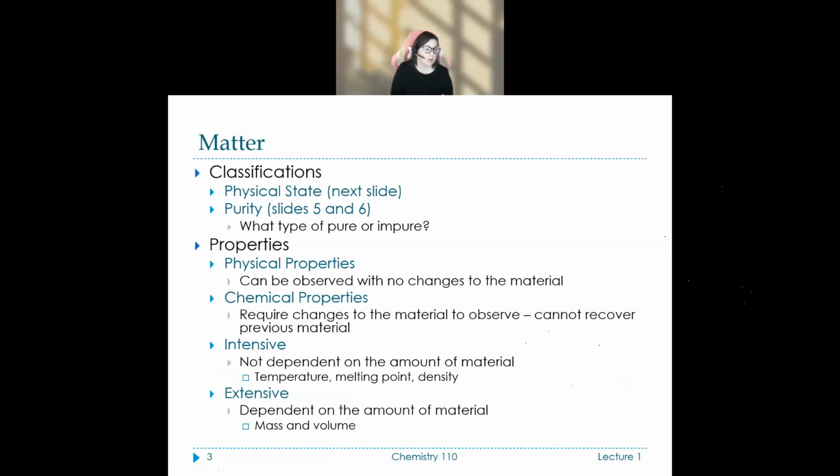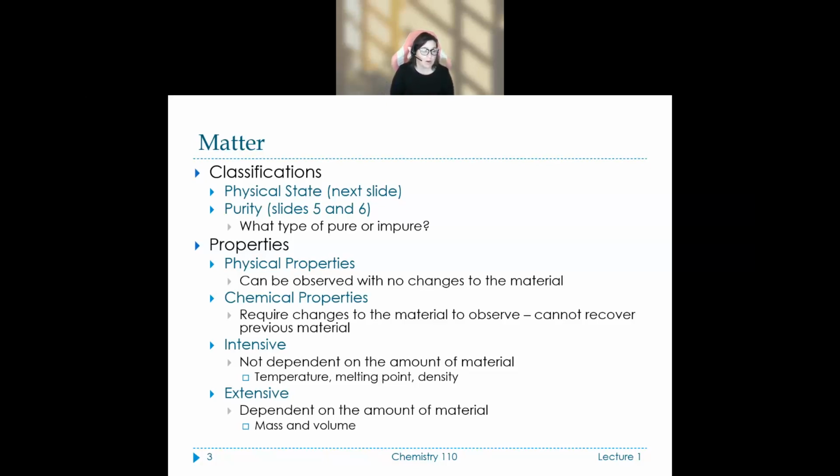When we talk about properties of matter, we talk about the physical properties. They can be observed with no changes to the material. So these are things like color. These are things like a mass, if we wanted to take that. Things like a volume. Things that we can measure without any changes to that material.